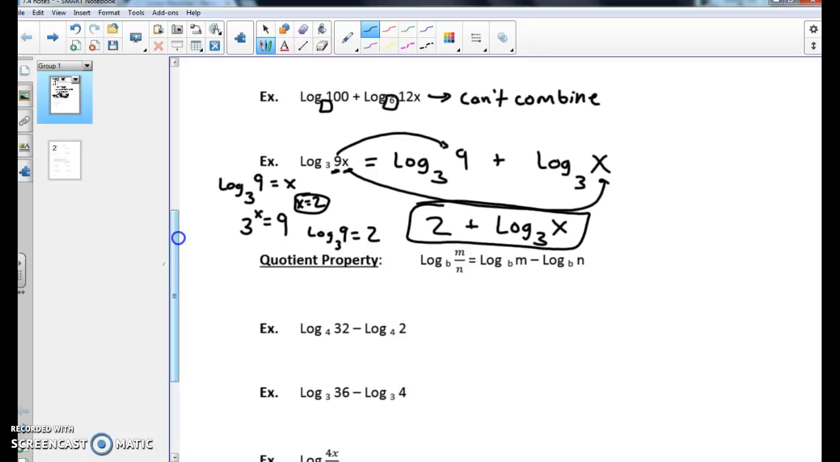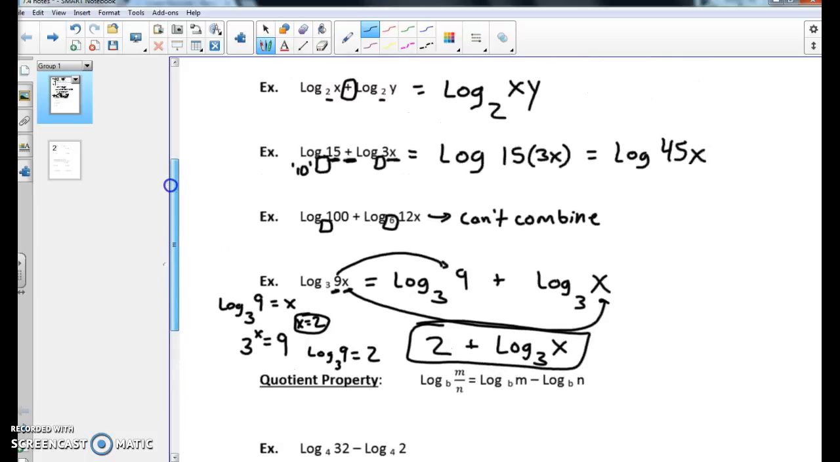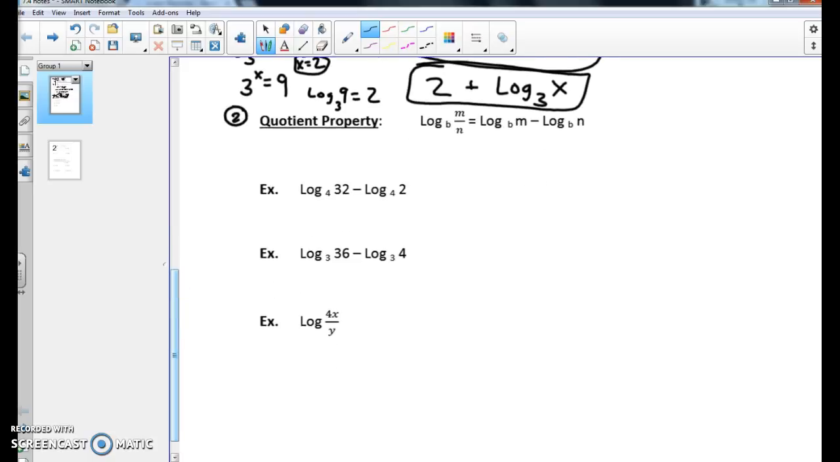Okay. Next property is the quotient property. It's actually the same idea, except instead of multiplying, like the product property, we are now going to divide, right? When you hear quotient in math world, you think division. So if you look over at the model here, whenever you have two things that are being separated by division, this m and n, we can break them up into two separate logs separated by subtraction.